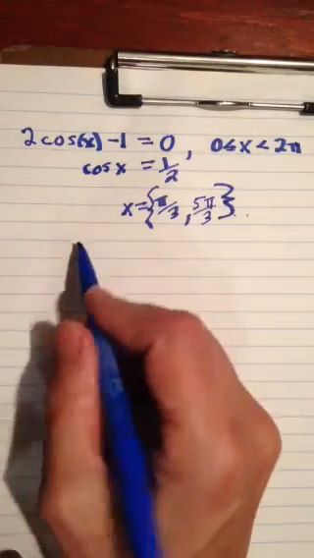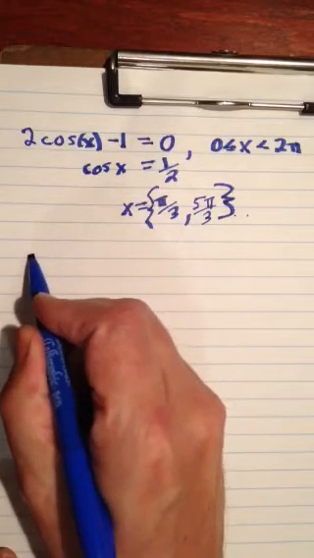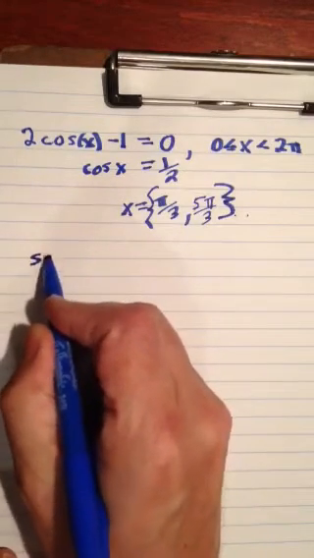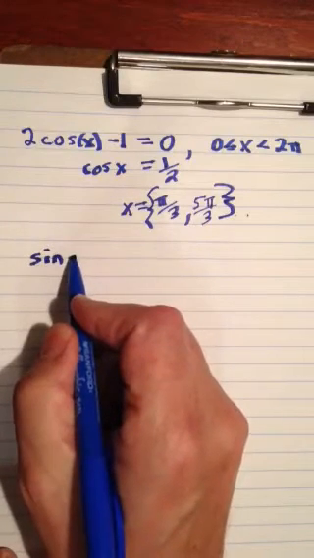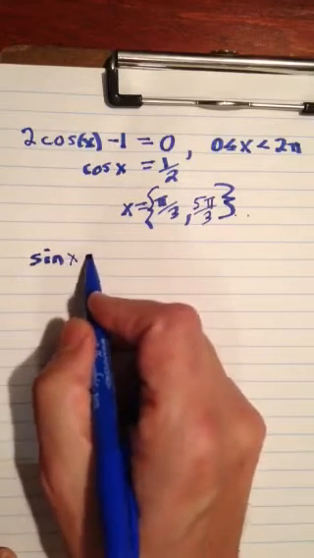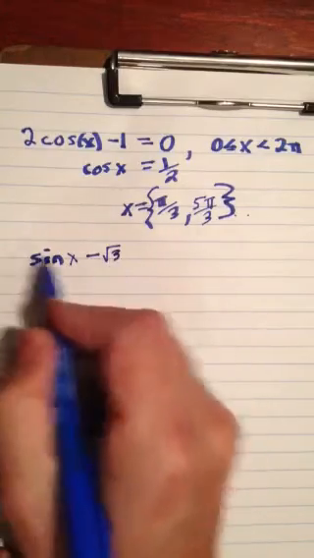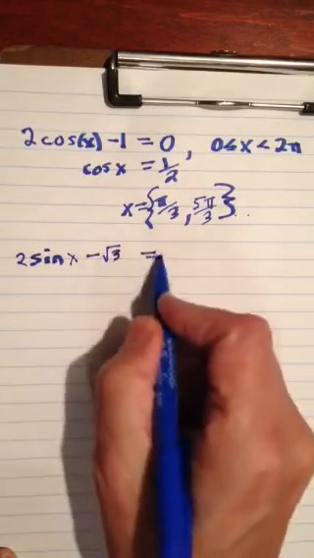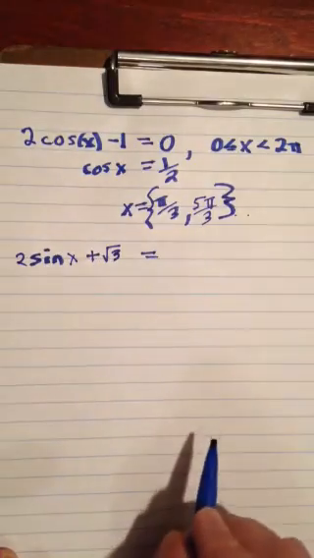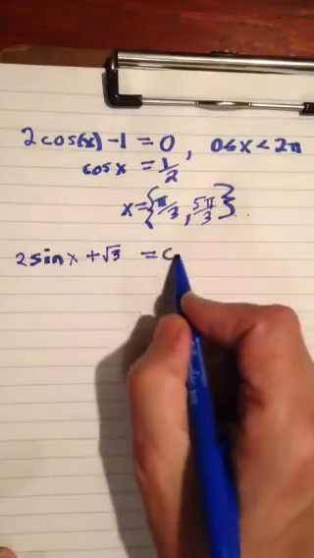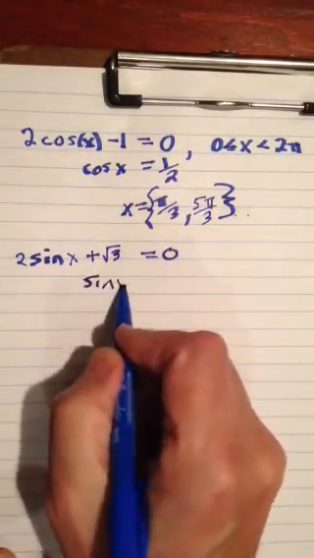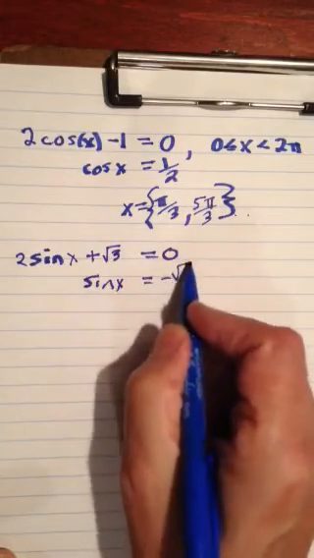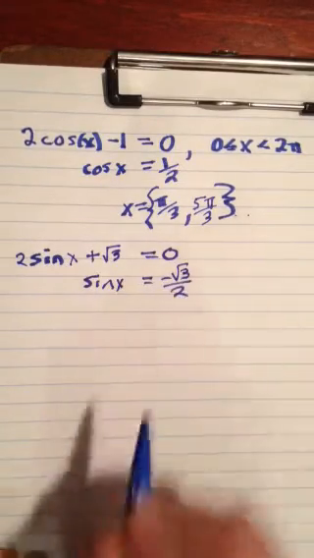All right, let's do a sine equation real quick then. Let's say we have sine x minus square root of 3, and there's a 2 over here. Let's make that a plus, make it a little bit more complicated. And let's say that's equal to 0. Again, we're going to do a couple of algebra steps. We're going to subtract square root of 3, divide by 2.